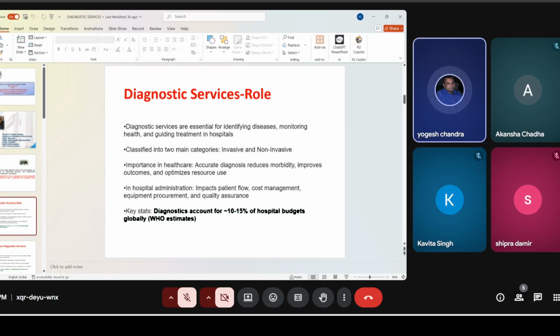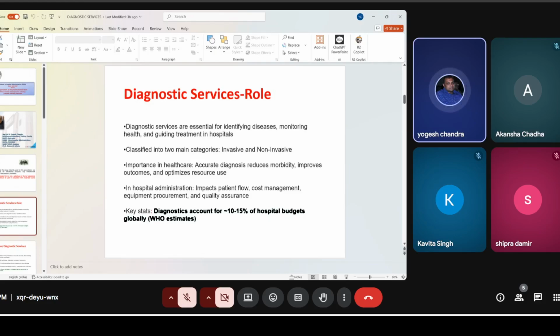Because this is a WHO figure. Approximately, whatever the bill being generated, whatever the health expenditure incurred for managing the patient, almost 10 to 15% of that bill comprises diagnostic services. And the maximum percentage of the bill, I think most of you know, is contributed by the medicine part. Approximately 45 to 50, sometimes it may go up to 60 percent. That much percentage of money is incurred on the medicine part.